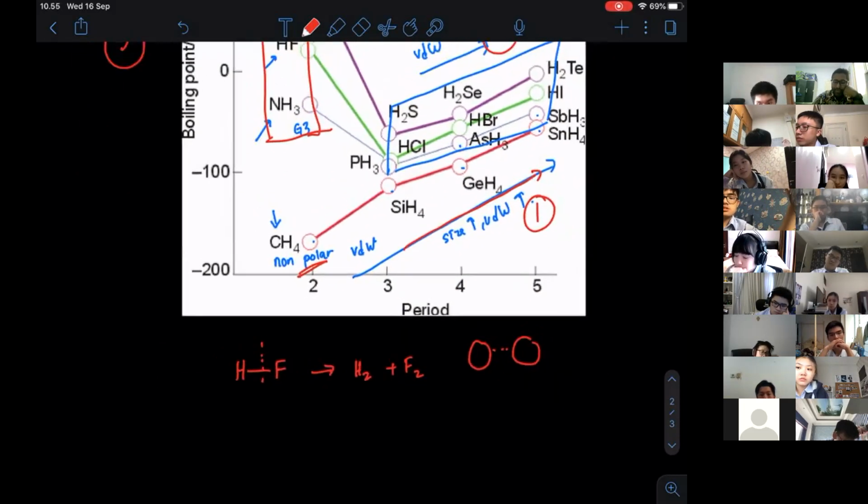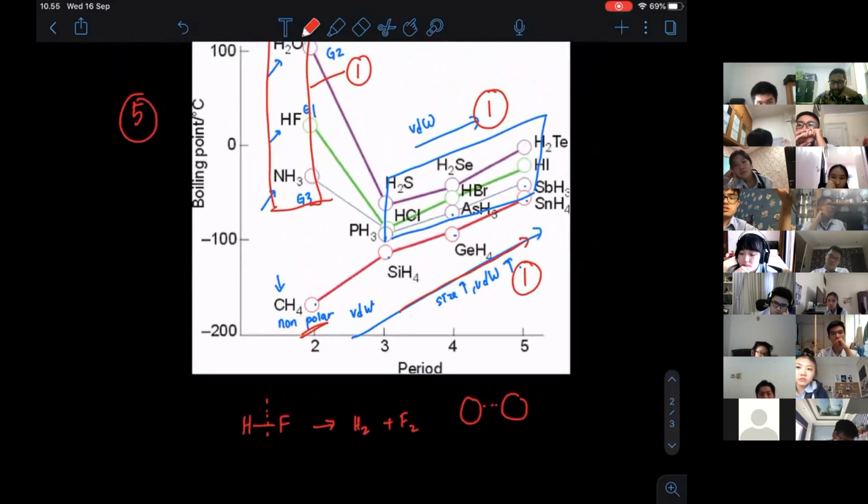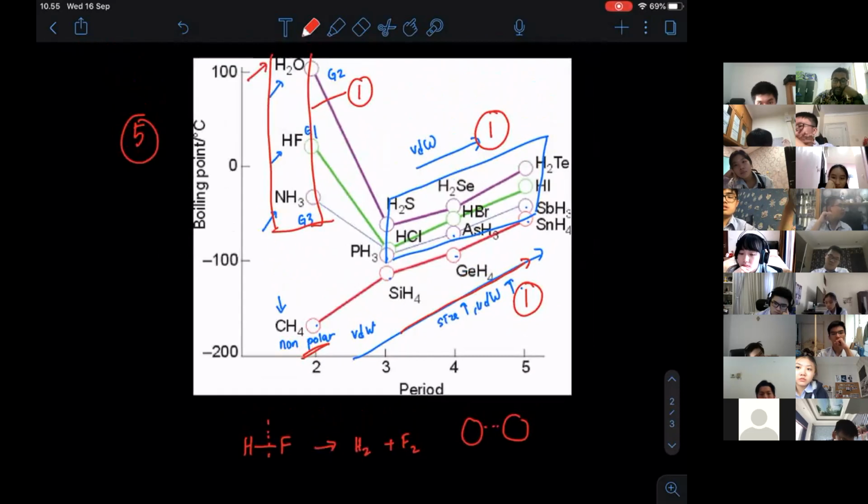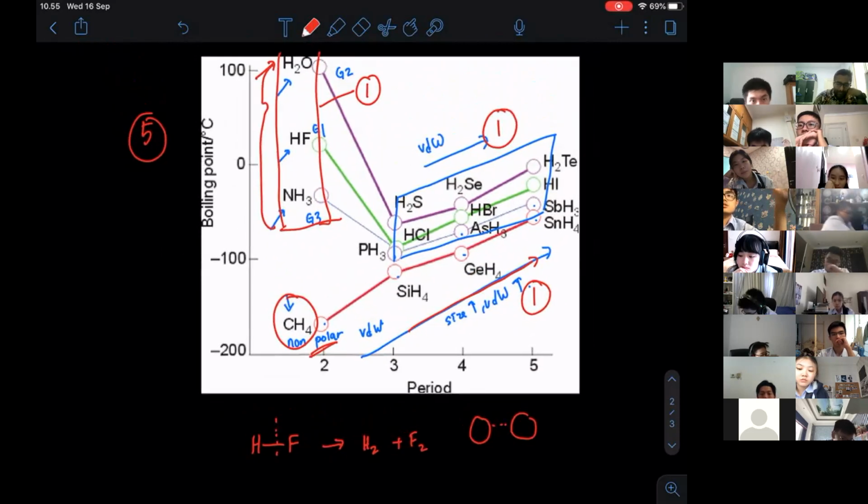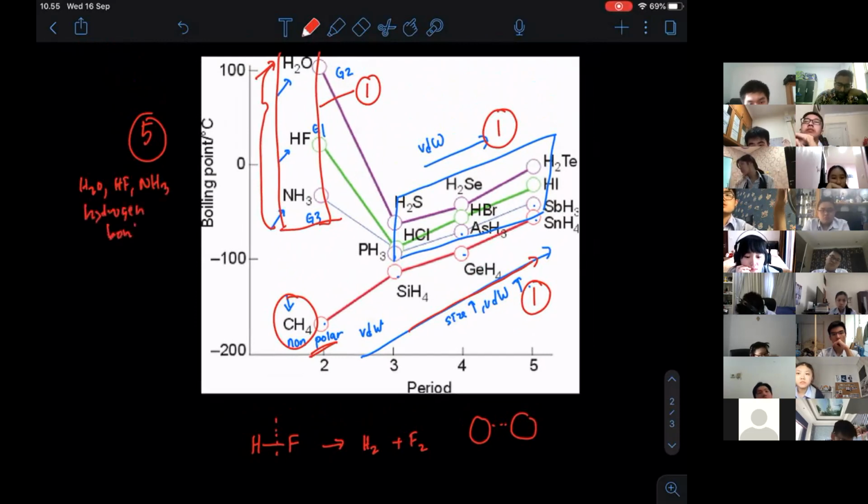Here, what you need to mention is why H2O is at the top. I think one of the points is why these 3 are at the top and why this one is at the bottom. That's one more point. I think everyone knows the answer. H2O, HF, and ammonia have hydrogen bonding, so they are at the top. CH4 has no hydrogen bonding, so it only has van der Waals forces and is at the bottom. So that's going to be another one more mark.